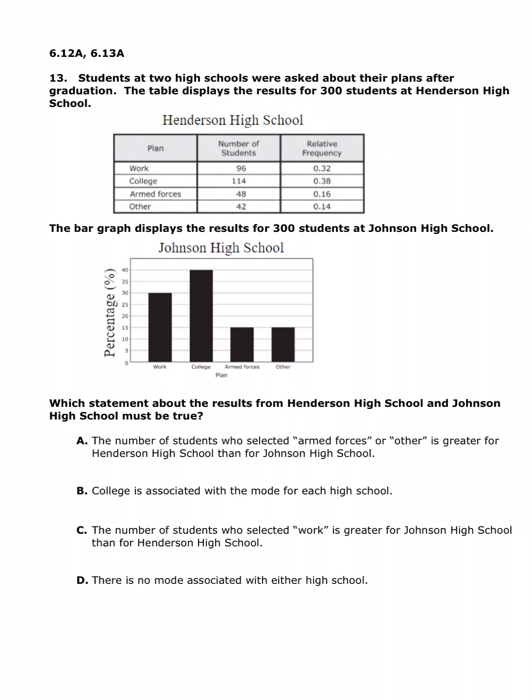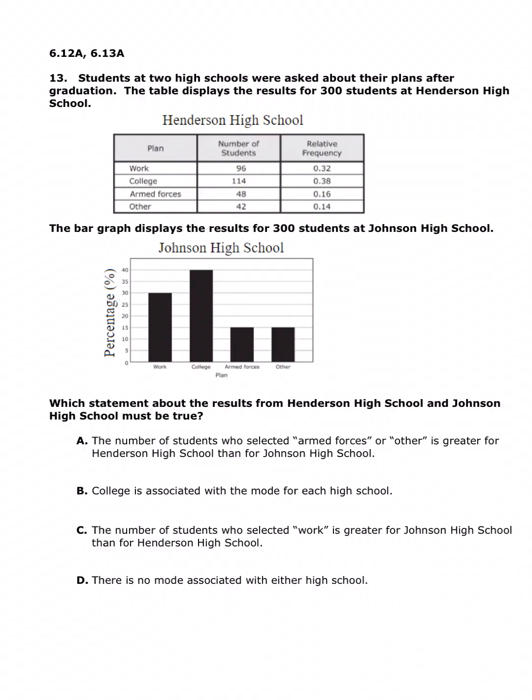13. Students at 2 high schools were asked about their plans after graduation. The table displays the results for 300 students at Henderson High School. The bar graph displays the results for 300 students at Johnson High School. Which statement about the results from Henderson High School and Johnson High School must be true?